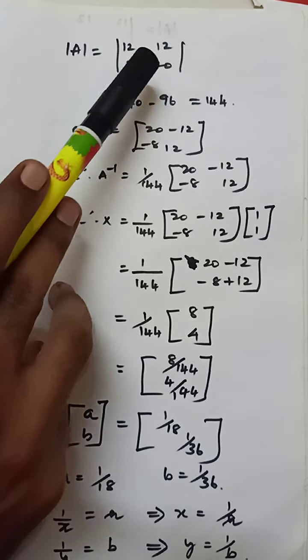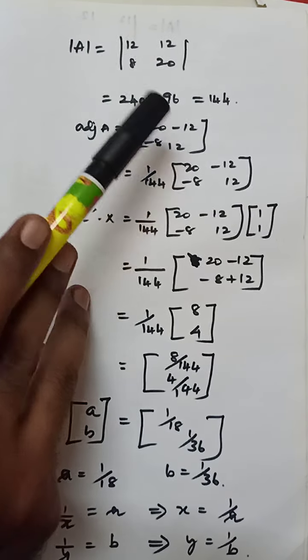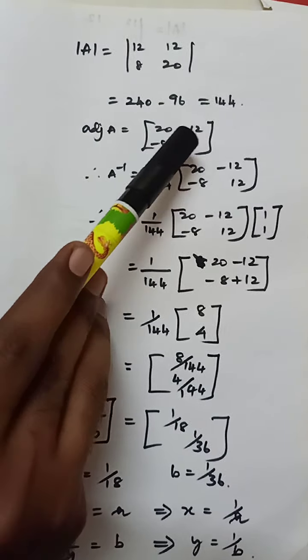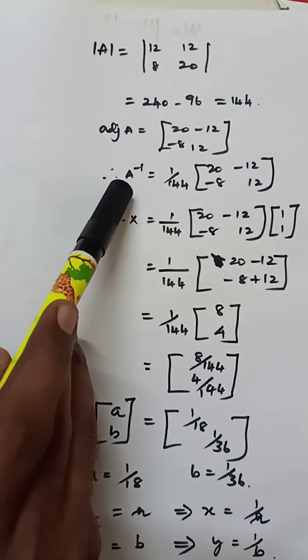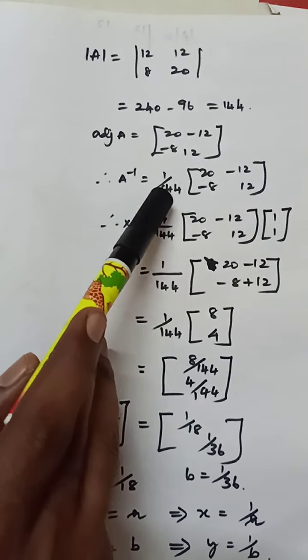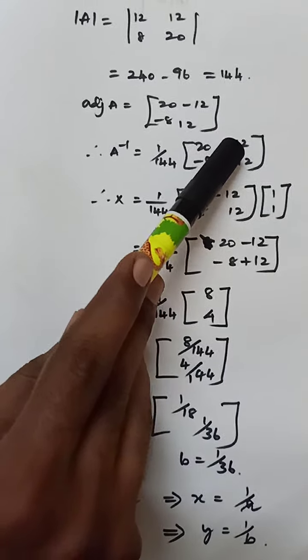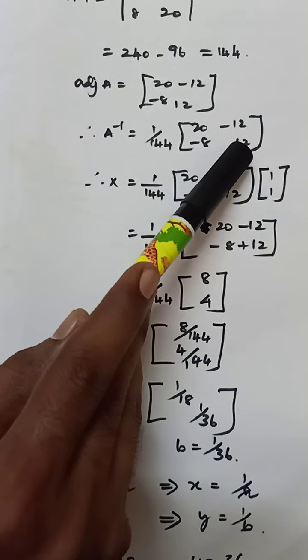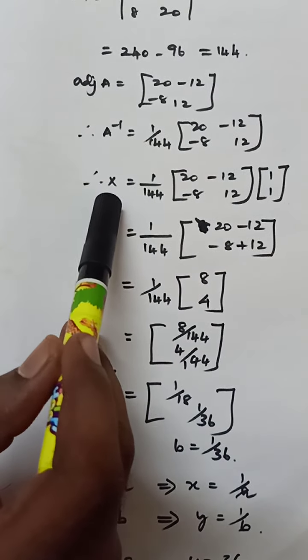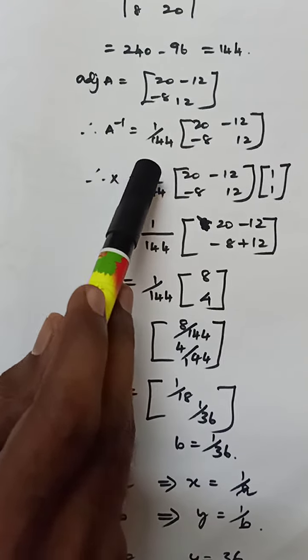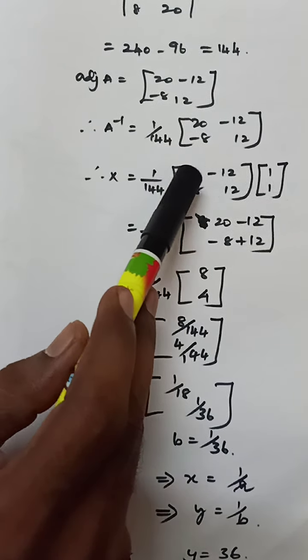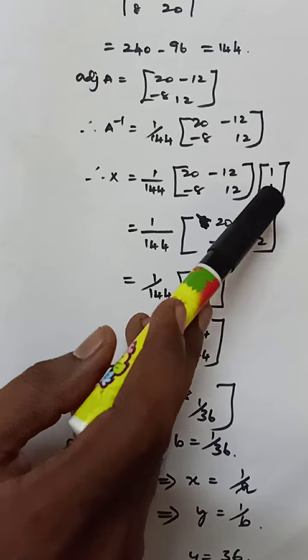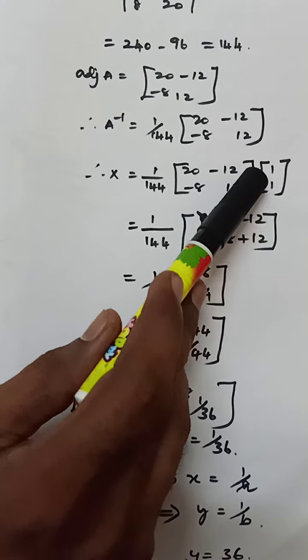Adjoint of A: interchanging the numbers 20 and 12, changing the sign, minus 12, minus 8. Therefore, A inverse is nothing but 1 by 144, [20, minus 12; minus 8, plus 12]. Okay, so we can write our X value. X equals 1 by 144, [20, minus 12; minus 8, 12], times [1, 1]. Your constant values are 1, 1.